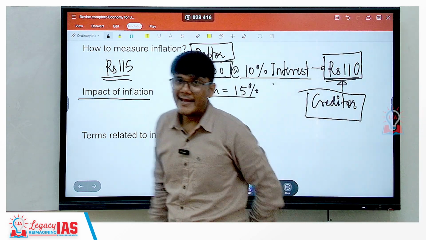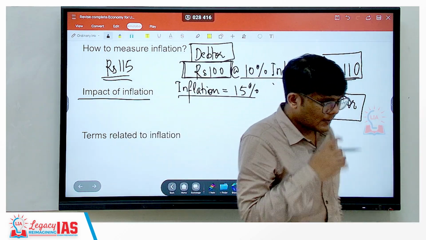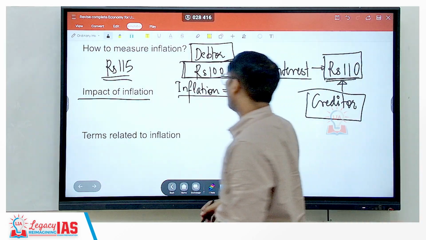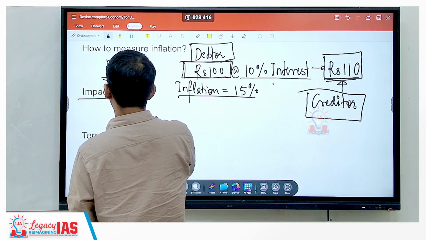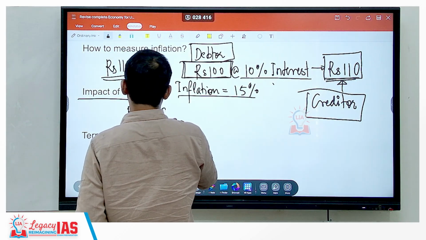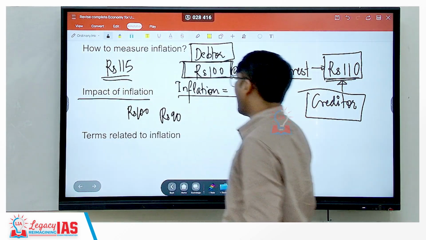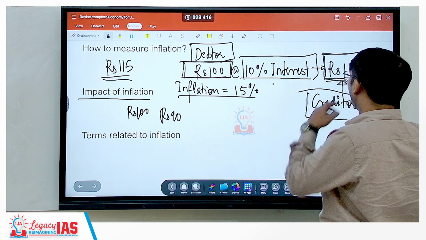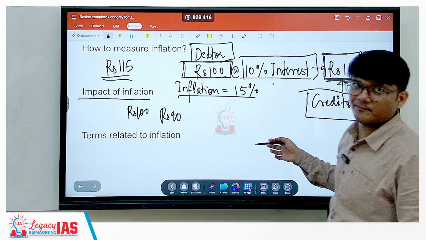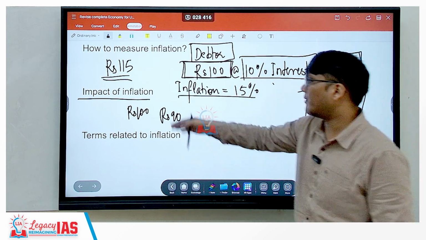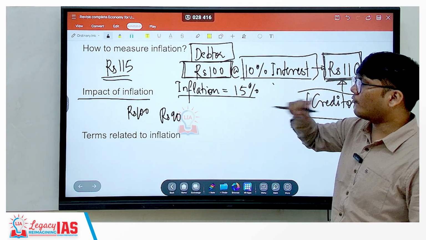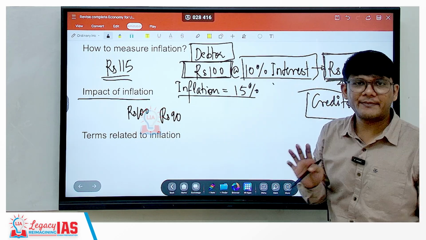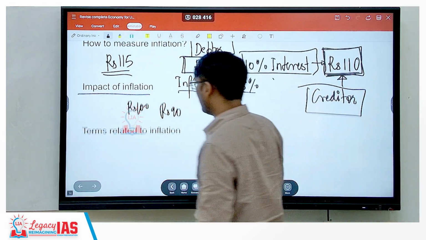Right? If instead of inflation there would have been deflation, let's say the prices have gone down, so something which you can buy at rupees 100 last year, now you can buy at rupees 90, and in that scenario the debtor is giving 10% interest rate and giving 110 rupees, so the creditor will be benefited in the scenario of deflation if the prices are going down. But in the scenario of inflation, the creditor is harmed and the debtor is benefited. I hope that's absolutely clear.